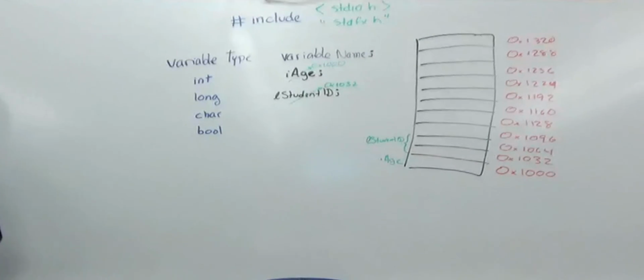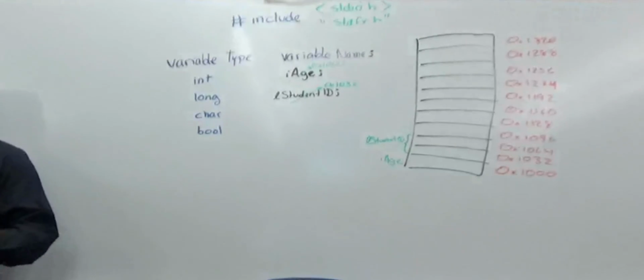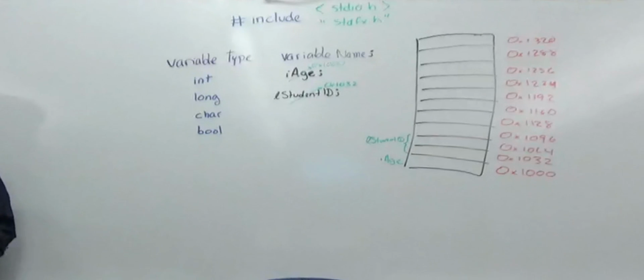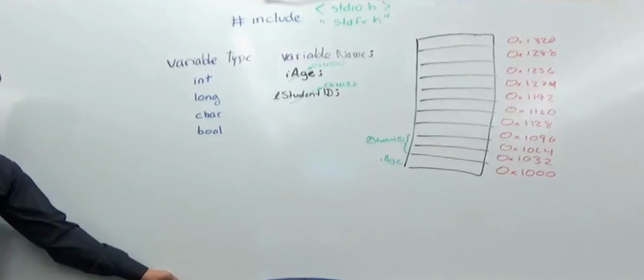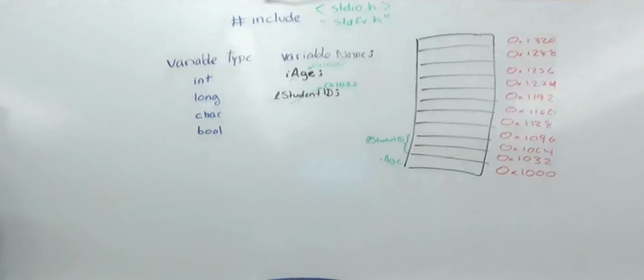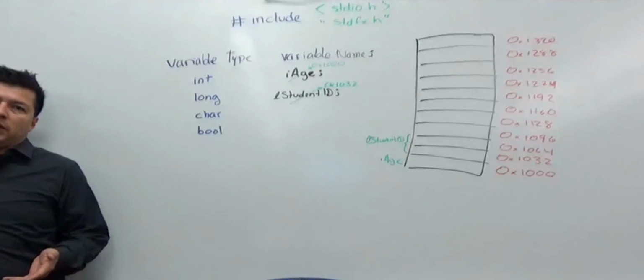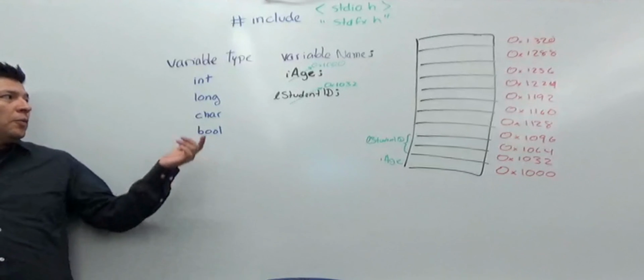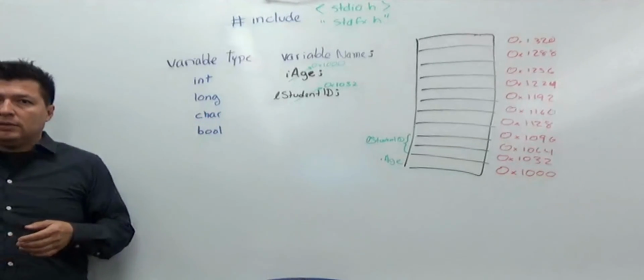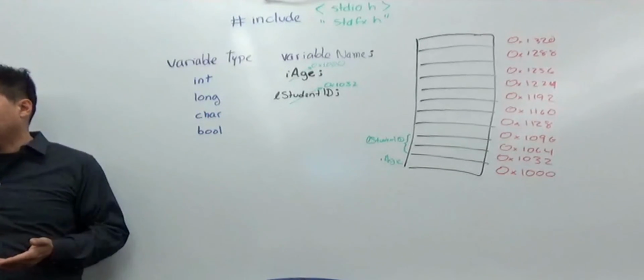Character is 8 bits. So I can't allocate 8 bits. I can only allocate 32 at a time. So it'll be nice if I declare 4 characters at once. Then I don't waste anything.